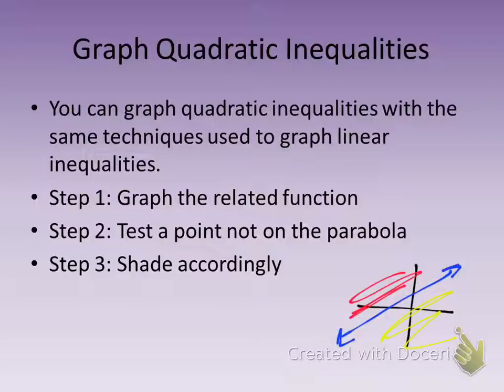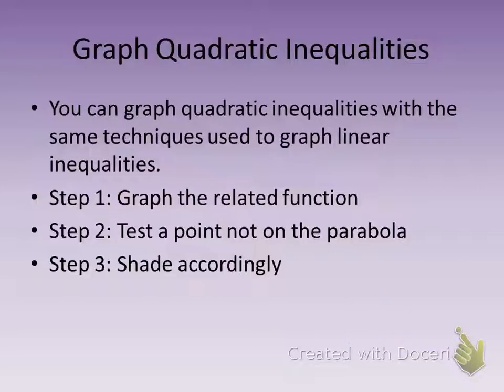Same deal, though. That's why the first bullet says you can graph quadratic inequalities with the same techniques used to graph linear inequalities. Those steps are as follows. Number 1, graph the related function. Number 2, test a point that is not on the parabola. That still holds true: that test point can't lie on the boundary. Step 3, shade accordingly. If your test point was true, you shade towards that point. If your test point was false, you shade away from that point. Same 3 steps basically.